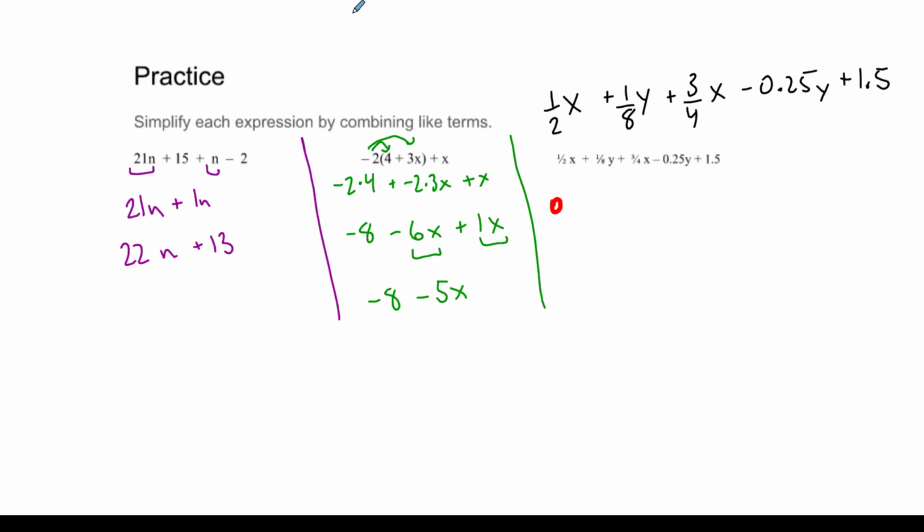so I have 0.5x plus, I'm going to type 1/8 in my calculator, and that gives me 0.125y plus 3/4, 3/4 is 75 cents, so 0.75x minus 0.25y, and then we have this plus 1.5 at the end.